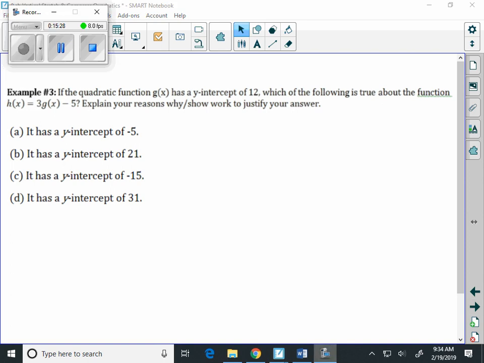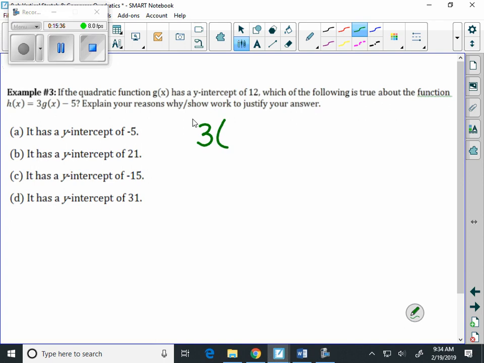Well, to figure this out, we need to do the math behind it. So this says 3 times g of x. Well, 3 times 12 equals 36. And then it says minus 5. 36 minus 5 is 31. So here we showed our work to justify our answer. It has a y-intercept of 31.